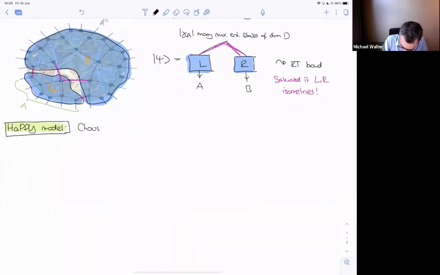So they said, let's just choose tensors for constructing our network or our state that are called perfect, which means that they are isometries in any possible way. And I'll say what this means precisely in a moment.